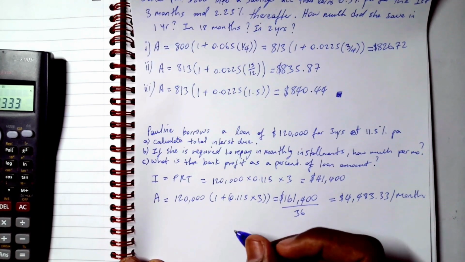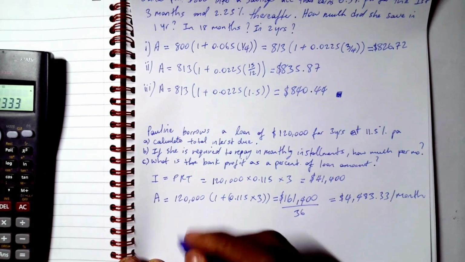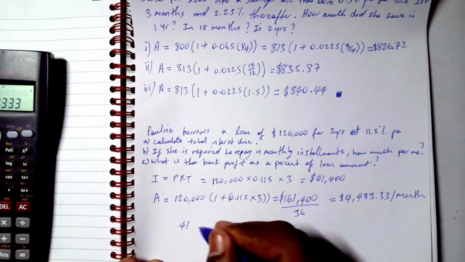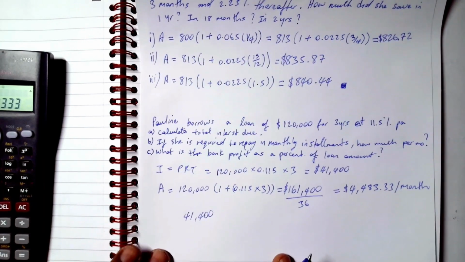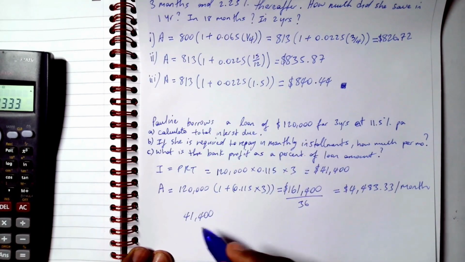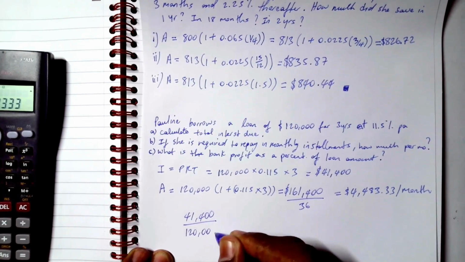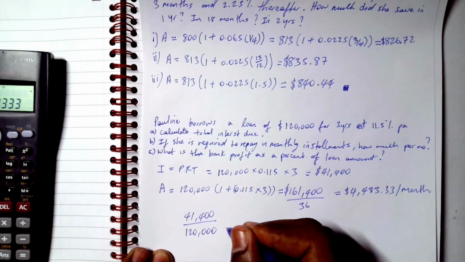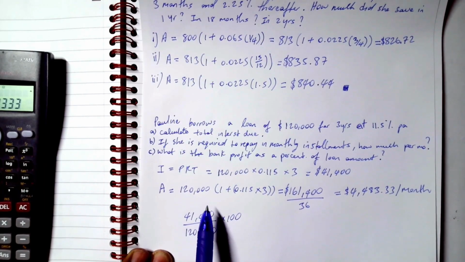If we want to know the profit of the bank, which is the interest, which is 41,400, this is the profit of the loan. If we want to represent this as a percentage of the loan amount, which is 120,000, we divide it by 120,000 and times 100. And we will get the profit as a percentage of the loan amount.